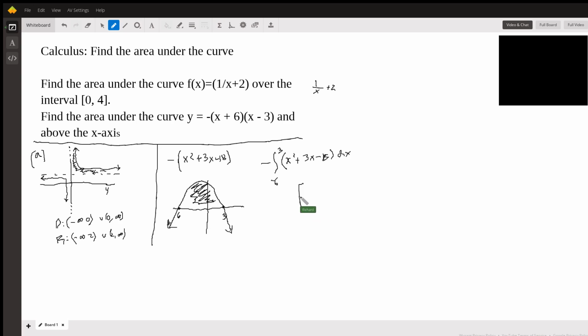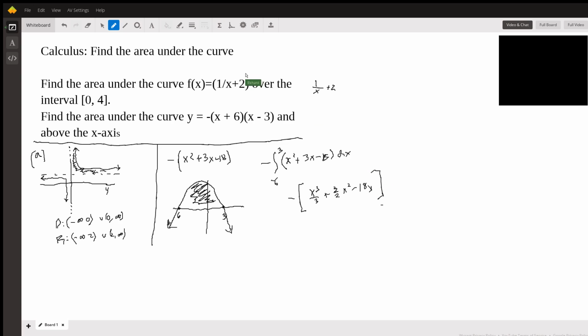And so once again, I'll just carry the negative. So this will be just x cubed over 3 plus 3 halves x squared minus 18x. And that's going to be evaluated from -6 to 3. And I'm going to just let you do that. That's just some simple arithmetic here.